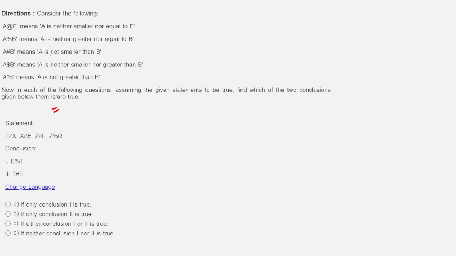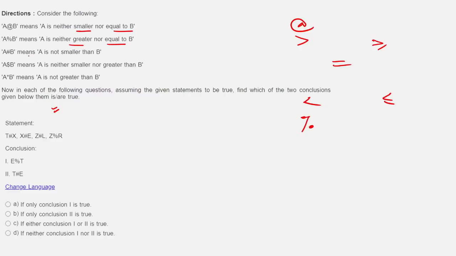Let us look at these questions. What is given here? At the rate of means A is neither smaller nor greater than. So when we have the coded symbol, what do you do? Quickly make this table: less than, equal to, less than, equal to, and then start putting their respective symbols. Neither smaller nor equal, that means what? It will be greater, right? So this is at the rate of. This is A neither greater nor equal. Neither greater nor equal means what? It will be less, right?